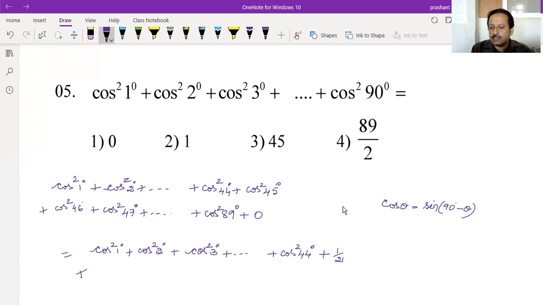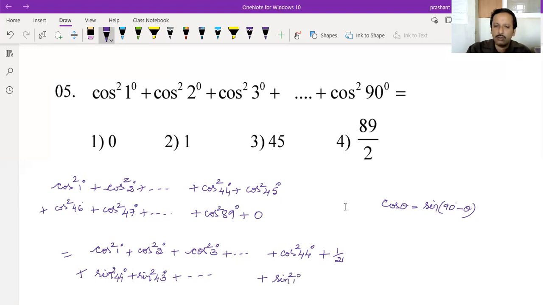So what I'm going to do here is cos 46 degree can be written as sin (90 minus 46). Sin (90 minus 46) is nothing but sin 44. So this will become sin square 44 degree. Similarly, cos 47 can be written as sin (90 minus 47), which is equal to sin 43 degree. This will become sin square 43 degree and so on. The last term cos square 89 degree will now become sin square 1 degree. Cos 89 can be written as sin (90 minus 1), which is equal to sin 1.